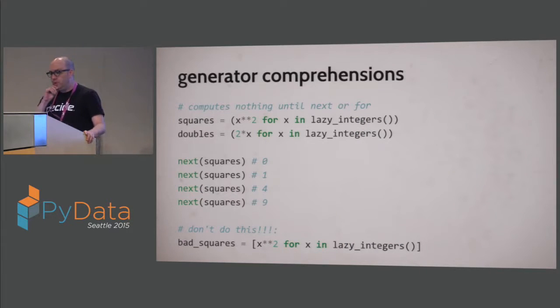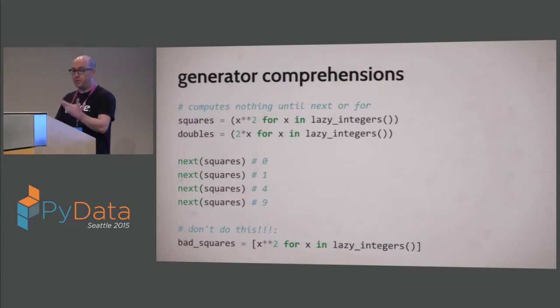You can also do generators by doing what look like list comprehensions, but with parentheses. So you can define the squares by saying x squared for x in lazy integers, or doubles, 2 times x for x in lazy integers. When you define that, it's not computing anything. It's just defining this generator object, but until you either call next on it or pass it into a for statement, it's not doing any computations.